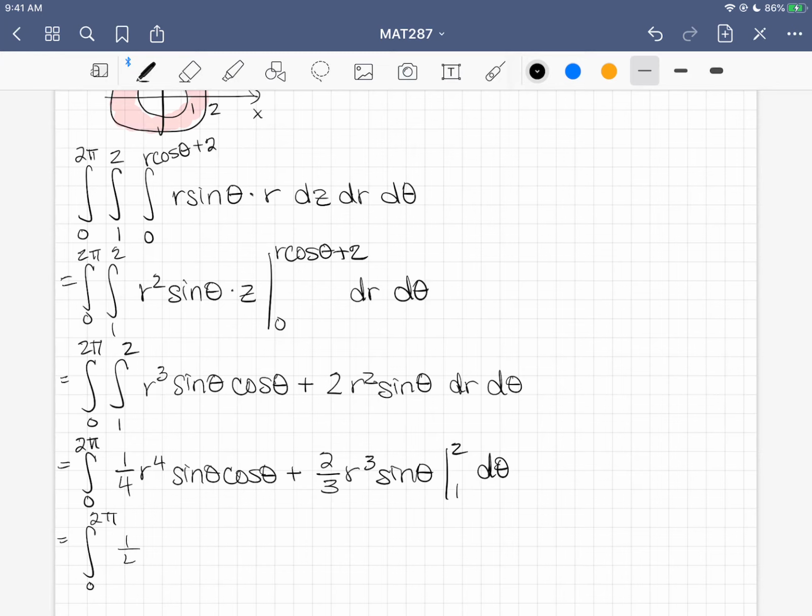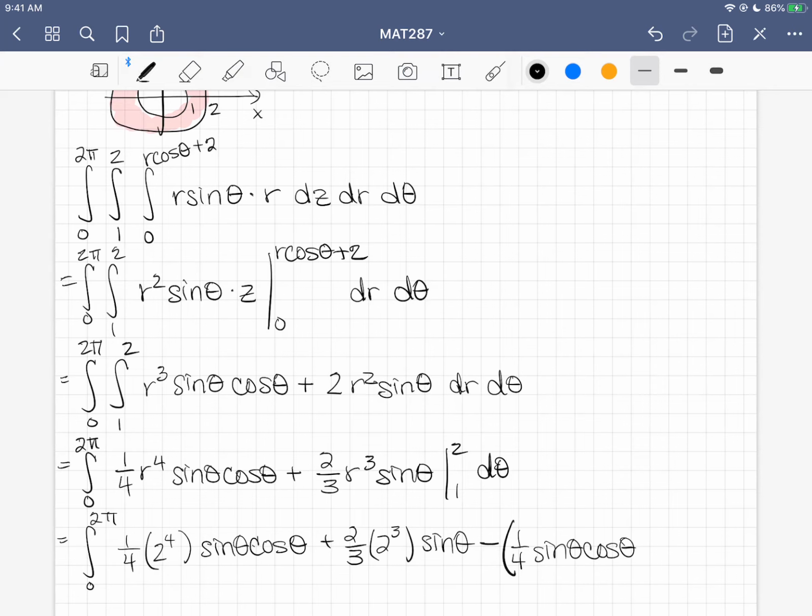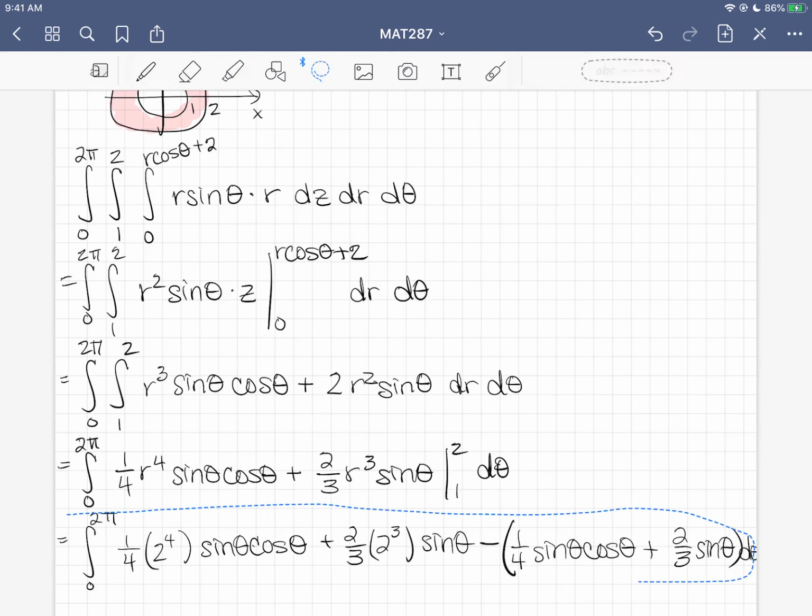I get 1/4 times 2 to the 4th sine theta cosine theta plus 2/3 times 2 cubed sine theta minus 1/4 sine theta cosine theta plus 2/3 sine theta d theta. Let's copy this and turn the page.